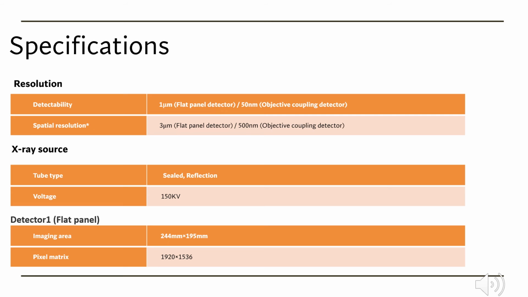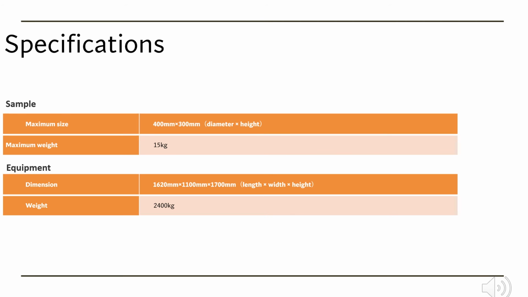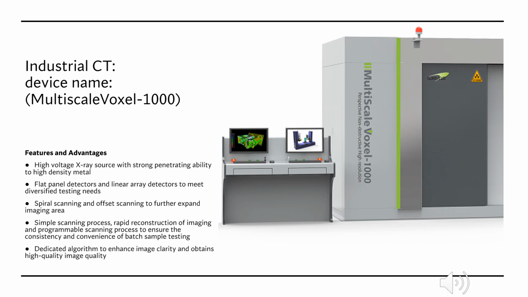The maximum sample size is 400 millimeter by 300 millimeter, diameter by height. The maximum weight is 15 kilogram. For the equipment, the dimension is 1620 millimeter by 1100 millimeter by 1700 millimeter, which is the length, width, and the height. The weight of the equipment is 24 kilogram. The next device is the industrial CT type.